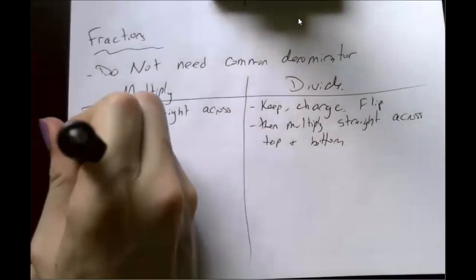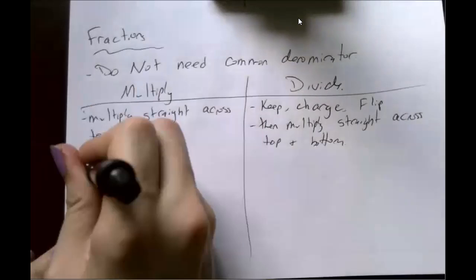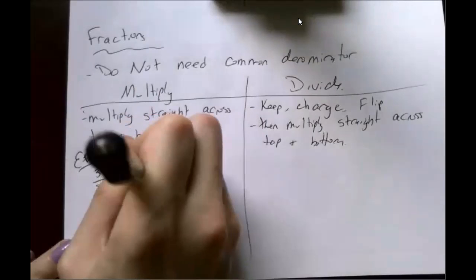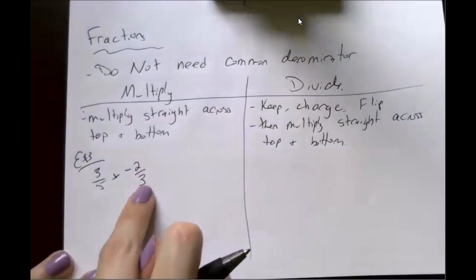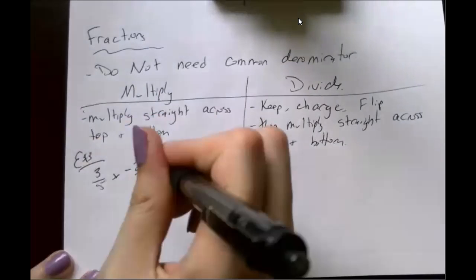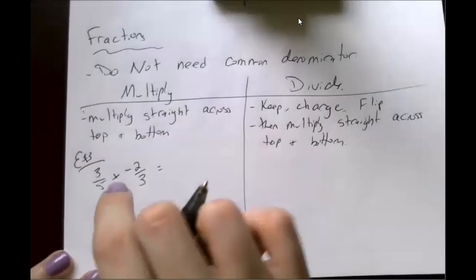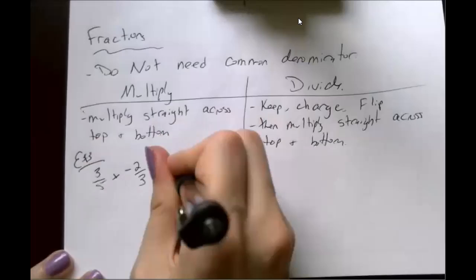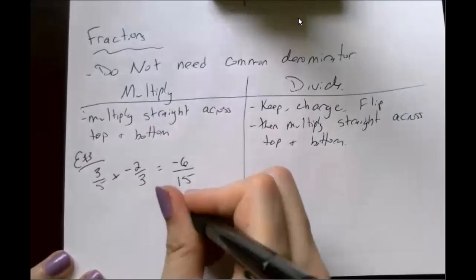So the next example will be fraction multiplication. So 3/5 times negative 2/3. Again, we just multiply straight across the top and straight across the bottom. So 3 times negative 2 is negative 6. 5 times 3 is 15. And then negative 6 and 15 are both divisible by 3. So in lowest terms, it's negative 2/5.